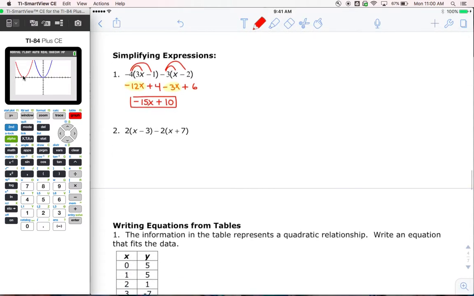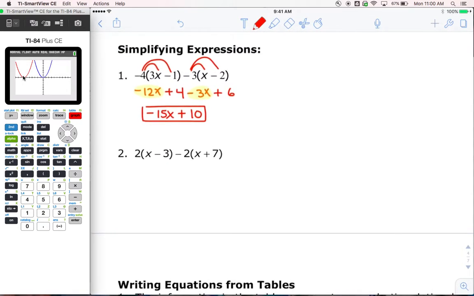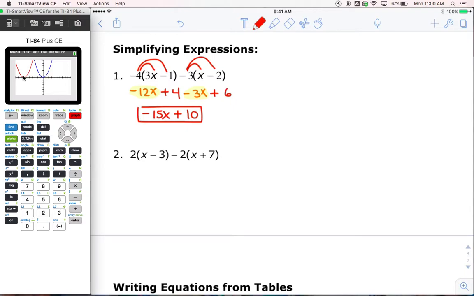All right, question number 2. Oh, sorry, question number 2, you're going to do an Edpuzzle, so answer it over there.